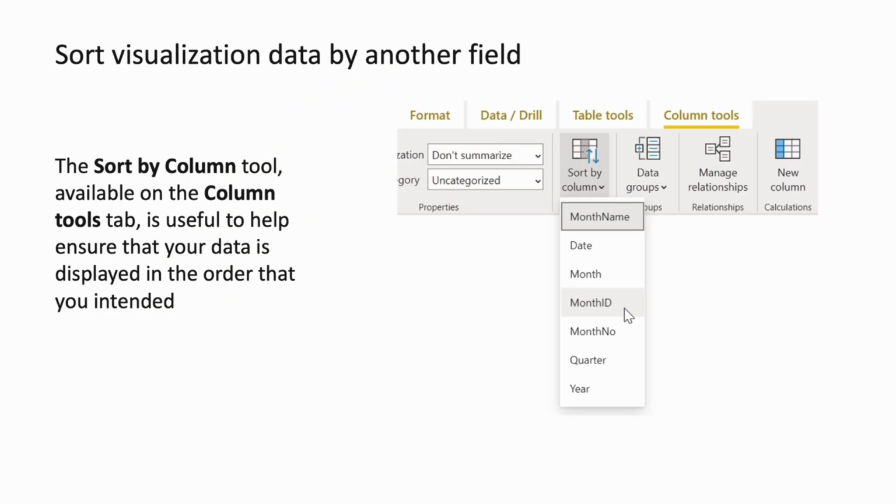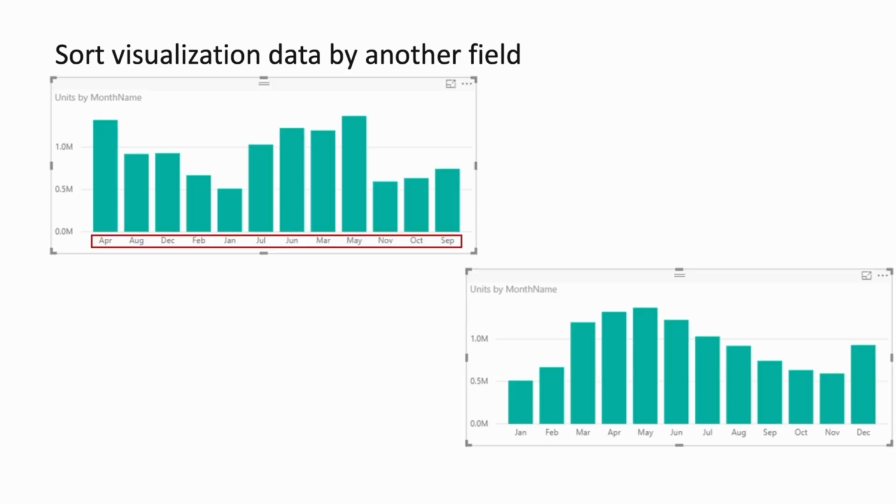Use the Sort by Column tool in the Column Tools tab to arrange data logically. For example, sorting months chronologically ensures proper display in charts. Sorting correctly improves visual clarity and prevents misinterpretation. Always check that your sort aligns with analysis objectives.